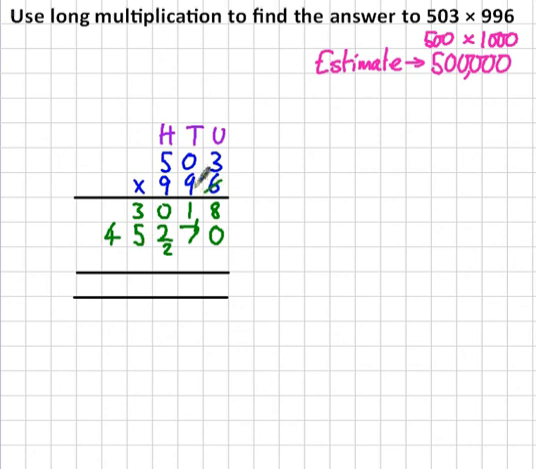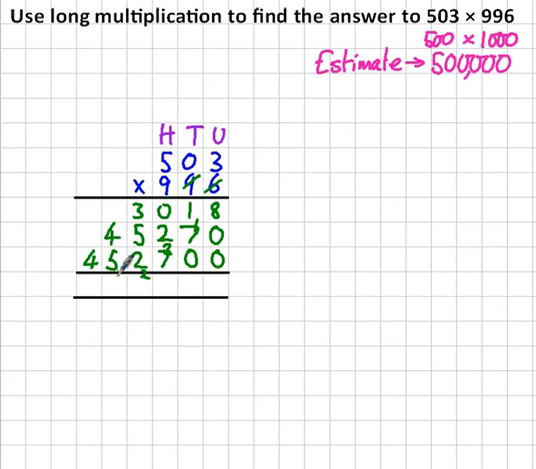Okay, so I've done the 6, done the 9, now it's onto this 9, which is in the hundreds column, so that means our answer is going to end in 2 zeros. 9 times 3 is 27. 9 times 0 plus the 2 that I'm carrying is 2. 9 times 5 is 45.